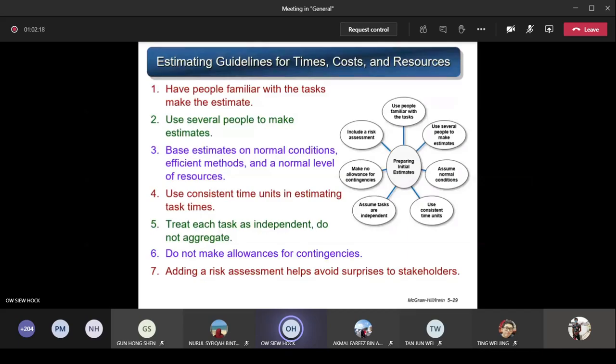So adding a risk assessment helps avoid surprises to stakeholders. Later, there'll be a chapter after semester break about risk management. In this risk management, you're going to assess what possible risks are going to happen to your project. And then from there, you will allocate some contingency funds to cover these unexpected risks that are going to cause some project delay, over cost, and so on. You allocate some funds to cover these emergency things. These are called the contingency funds. Okay. So we'll cover that in the risk management chapter.